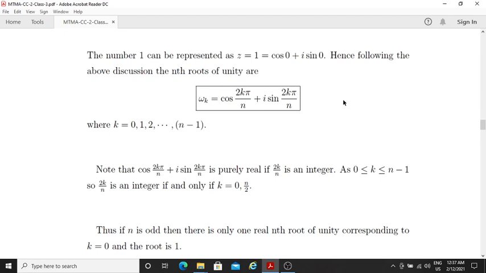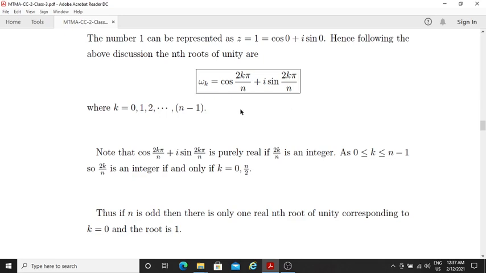Now, it follows from the last discussion. So far there is nothing new. All right. Now, this complex number is purely real. When will it be purely real? When this imaginary part, sine 2kπ/n, will be 0. Whenever sine 2kπ/n is 0, this cos 2kπ/n will be purely real.